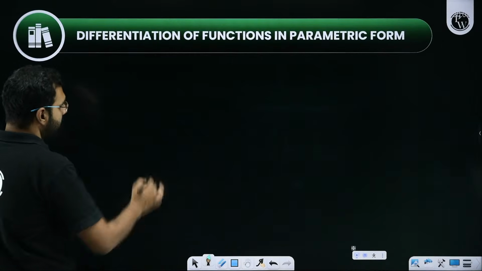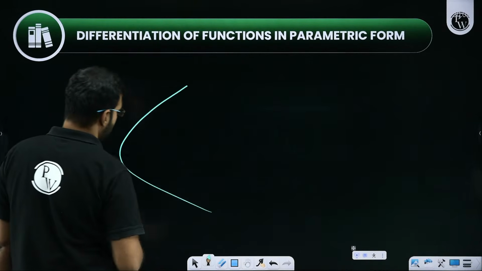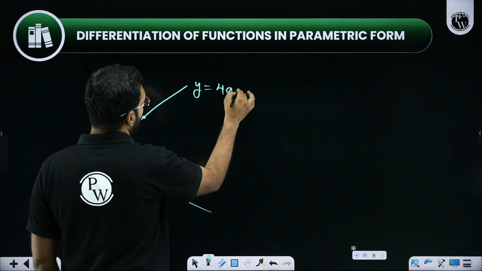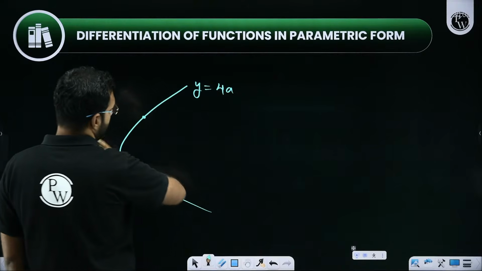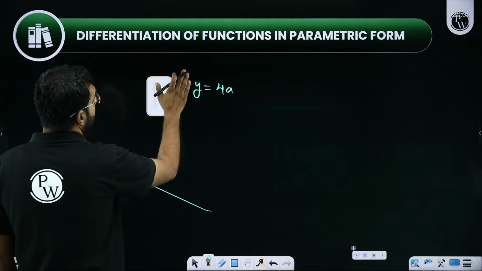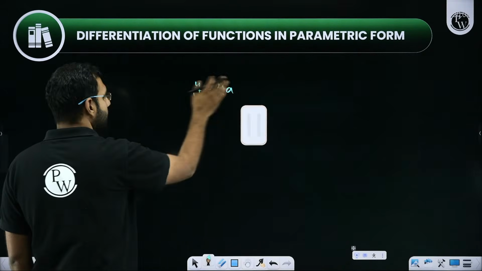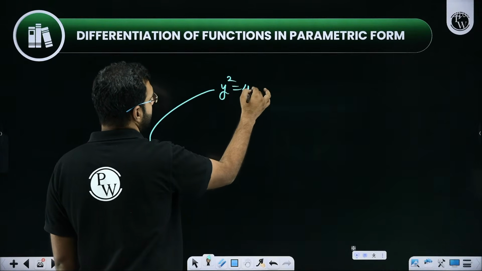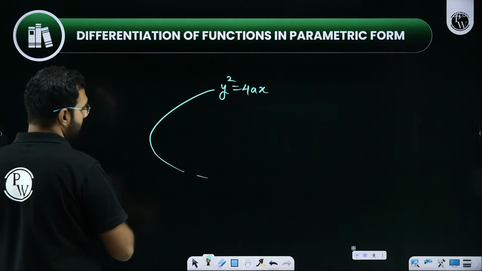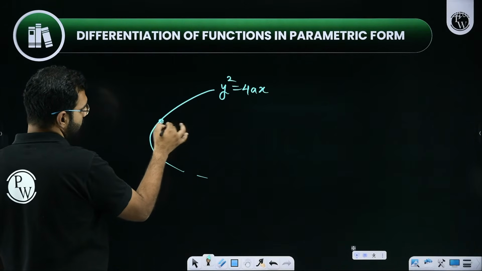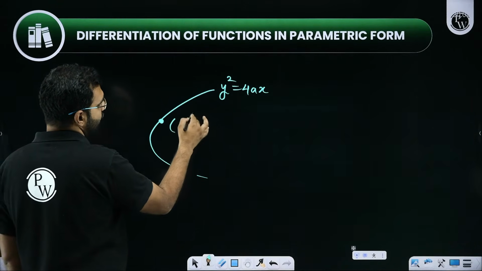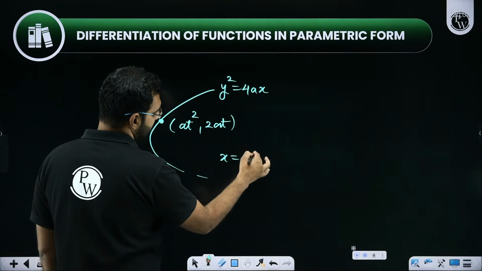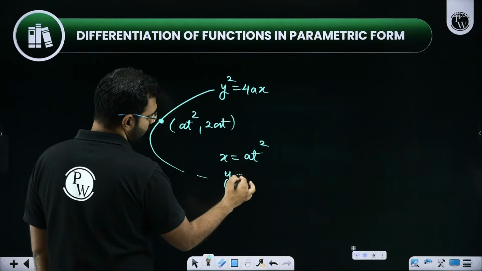I hope you do remember that whenever we see a parabola, let's say I take this standard case, y square is equals to 4ax. So there we define x and y parametrically. If I wish to define any point on this parabola, we say at square, comma 2at. So we say x is at square, y is 2at.